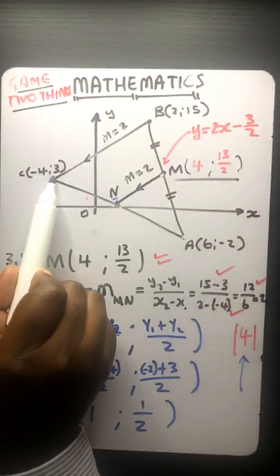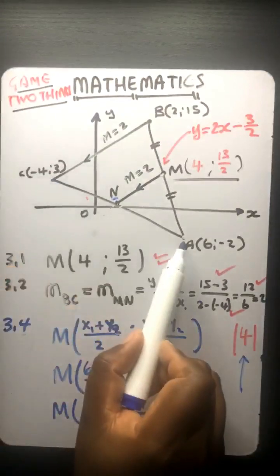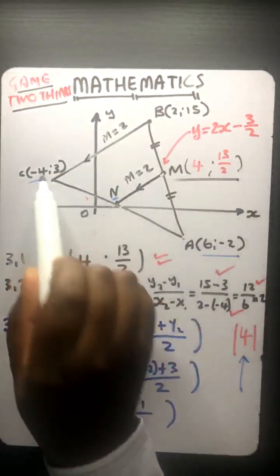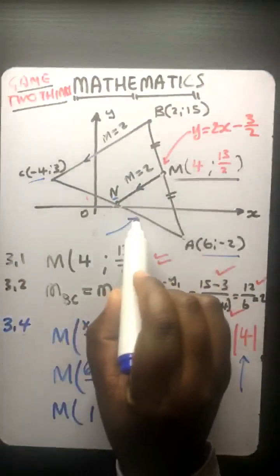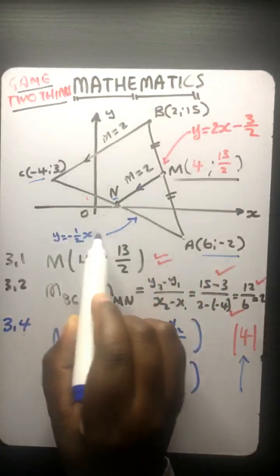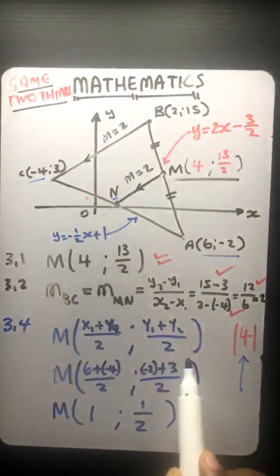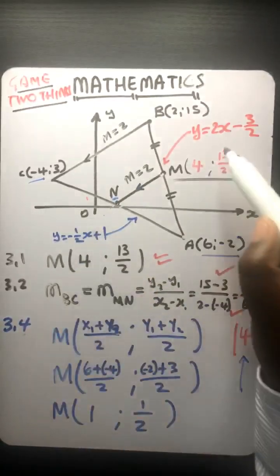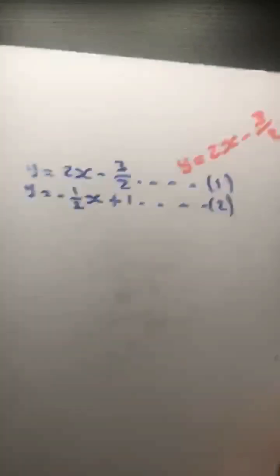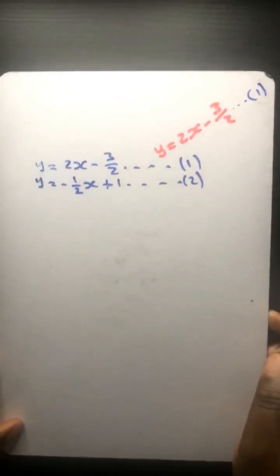If you had to determine the gradient of that line, you are going to get negative half. Then whether you use this point or that point to determine an equation of that line, you are going to get y, which is equals to negative half and then plus 1. So that is why I'm equating this line and that line in order to solve the x value of n.